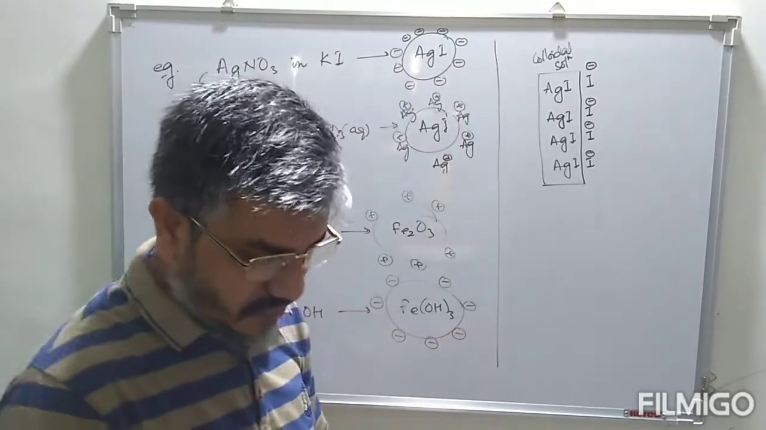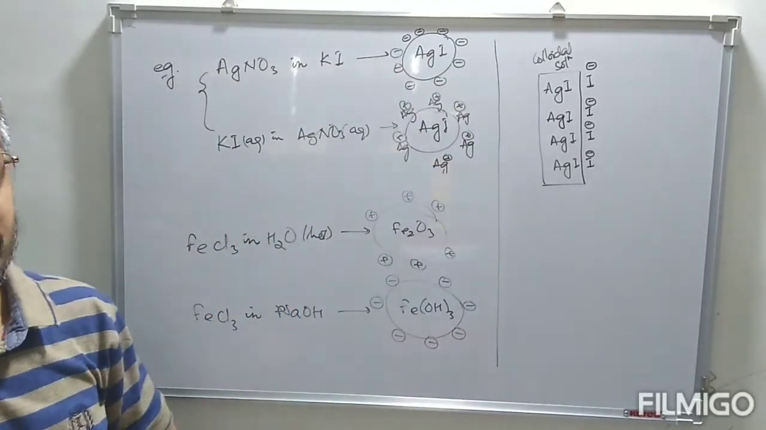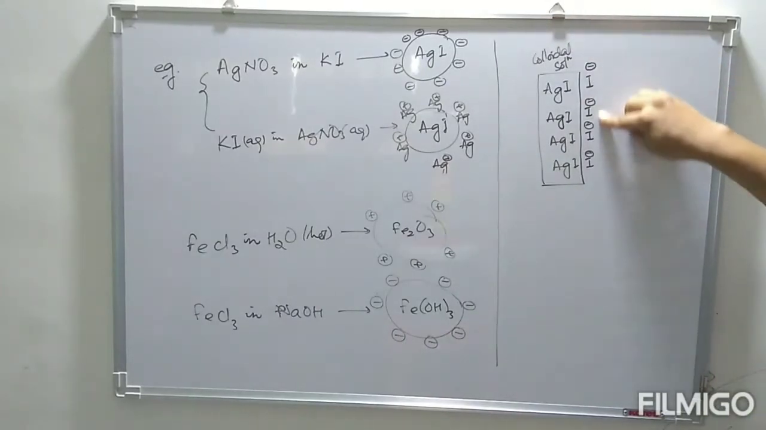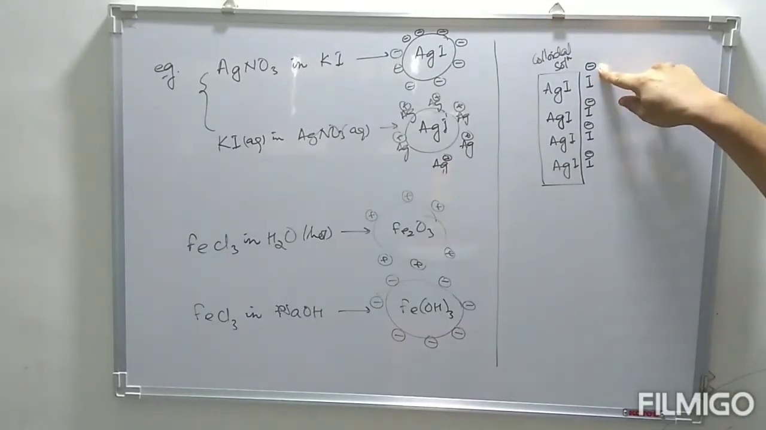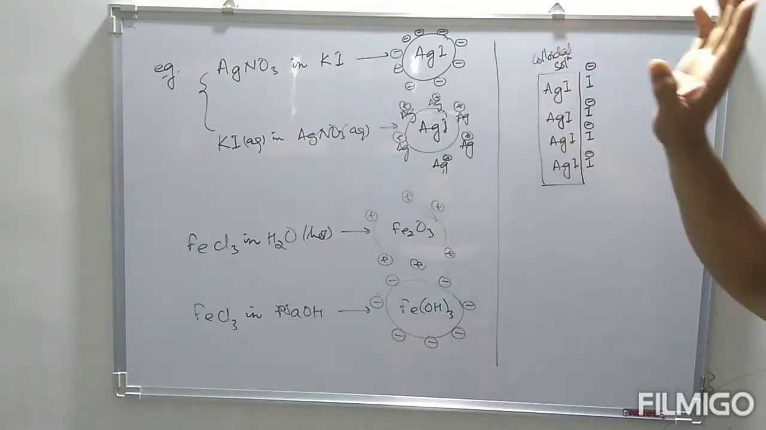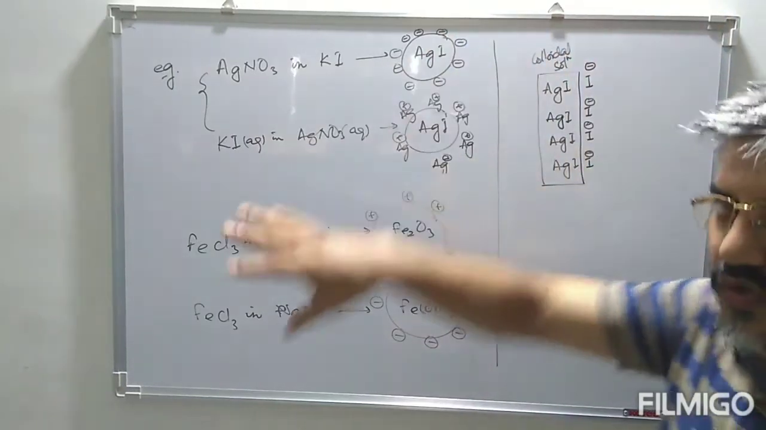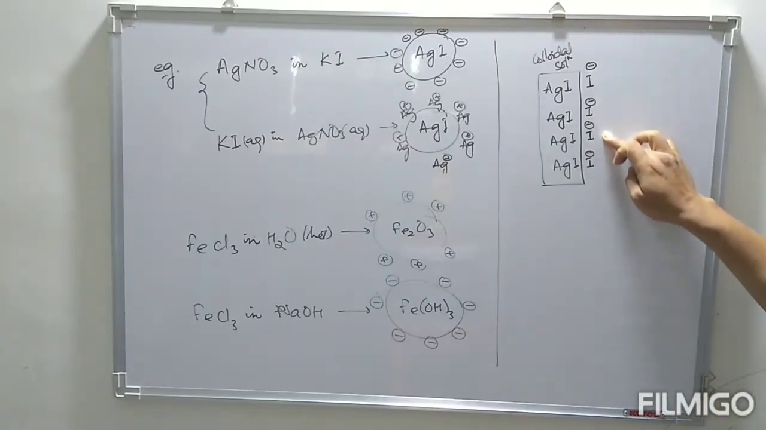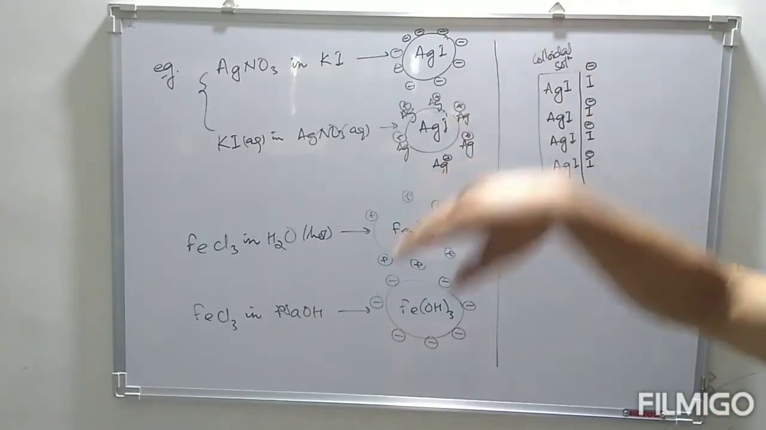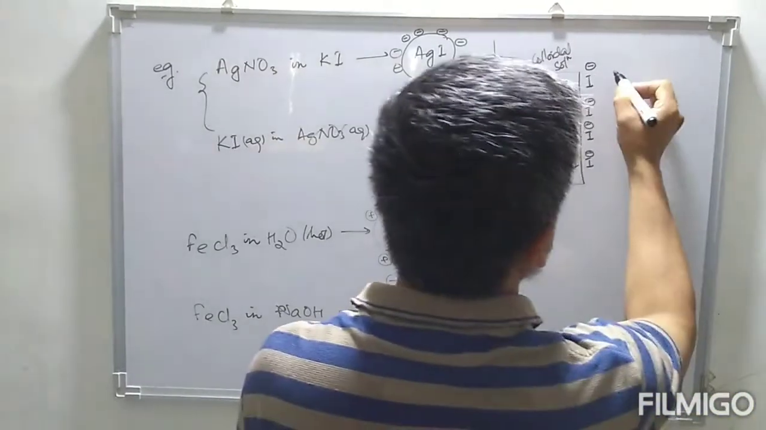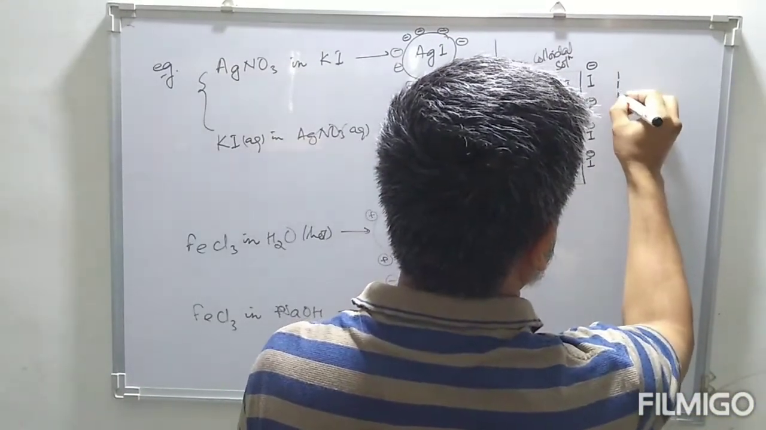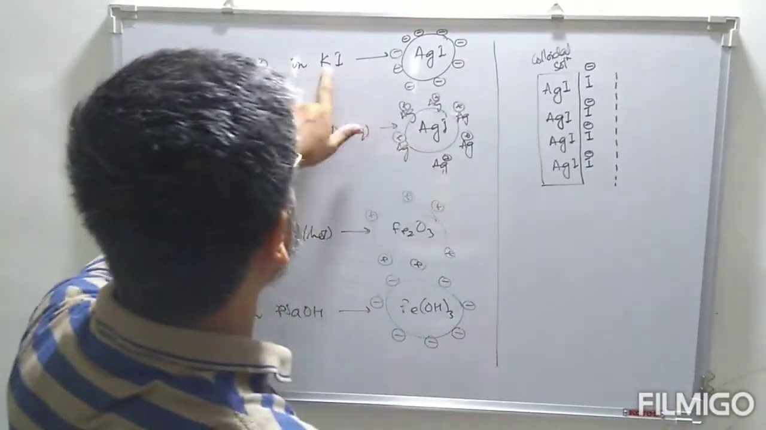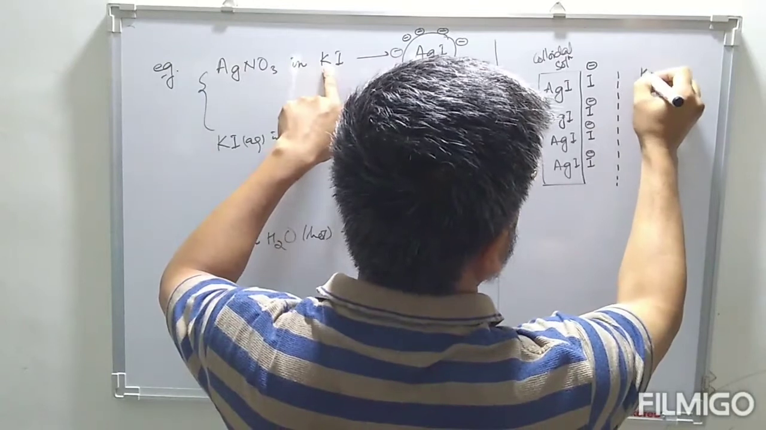Now the solution also contains counter ions. So these particles of colloidal solution are polarized either due to addition of negative charge or due to addition of positive charge. But the solution also contains counter ions. So these charges on the colloidal particle will attract counter ions from the solution. So suppose the counter ion is K, so we have a K plus ion here.